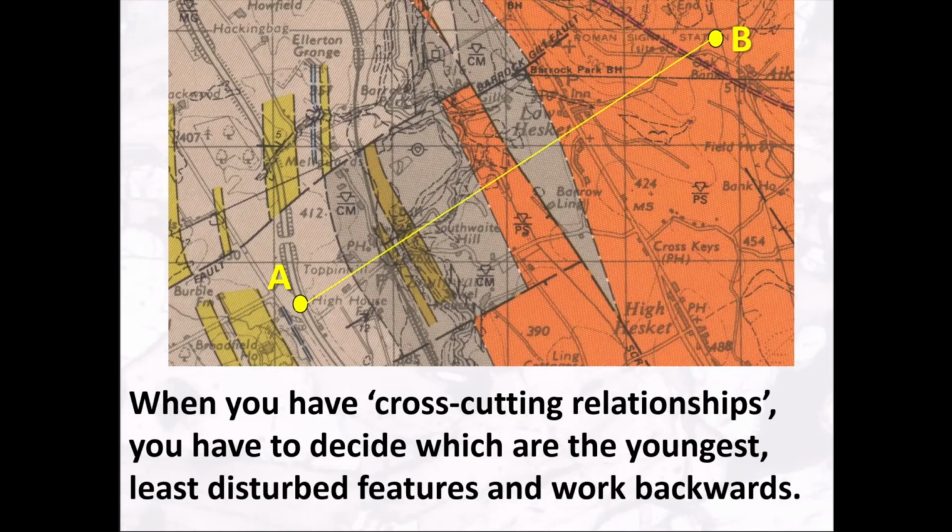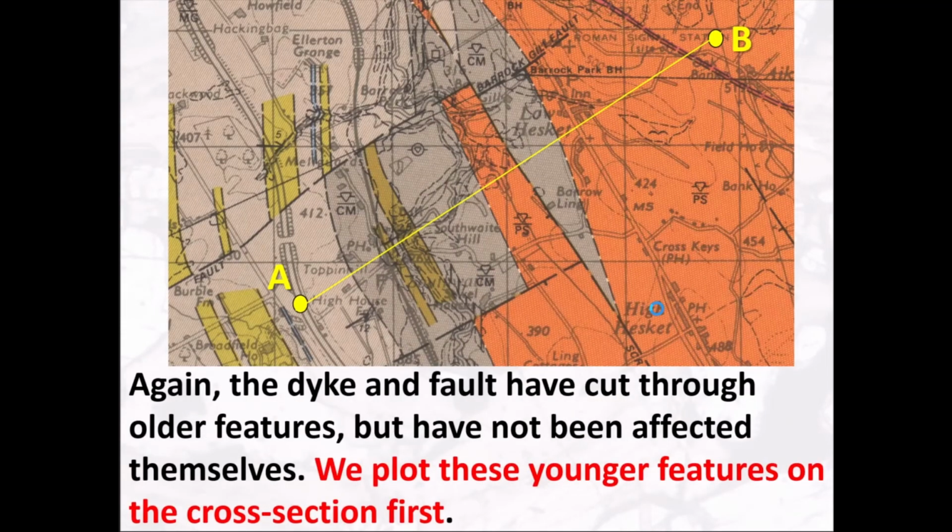So we've got these cross-cutting relationships, and we now need to decide which are the youngest features, plot those first on our cross-section, and then work our way backwards. Okay, so for us this is a fairly easy example. We can tell that the dike is younger than the sedimentary rocks because it cuts all the way through them. So the sedimentary rocks must have been there first in order for the dike to intrude them. That makes sense.